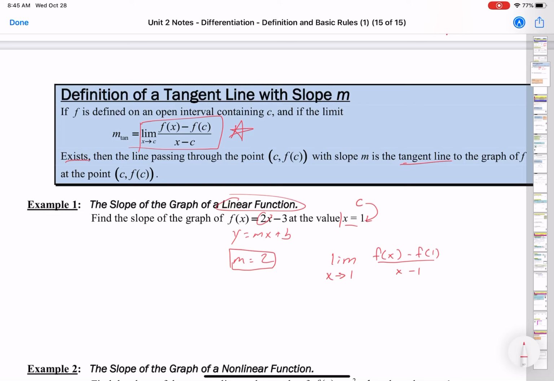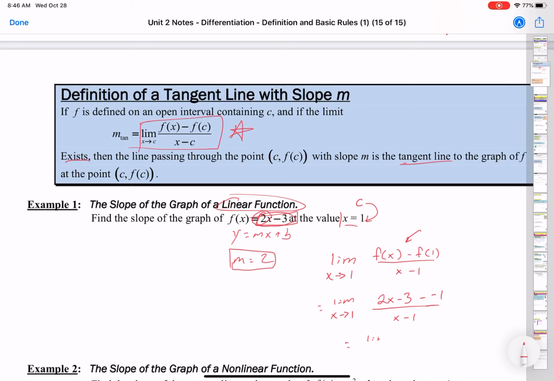Remember, that means we need to do something to simplify our function. So I'm going to start actually evaluating some y values here. So this will equal the limit as x approaches 1. Well, what is f of x? It told us right here. f of x is 2x minus 3. So I'm going to plug the function in there. Minus f of 1 means plug 1 into the function. So 2 times 1 minus 3 would be 2 minus 3. That's negative 1. So for f of x, I just plugged in the function itself. For f of 1, I evaluated f of 1 and got negative 1.